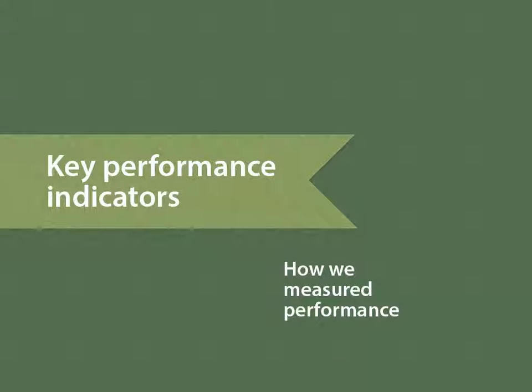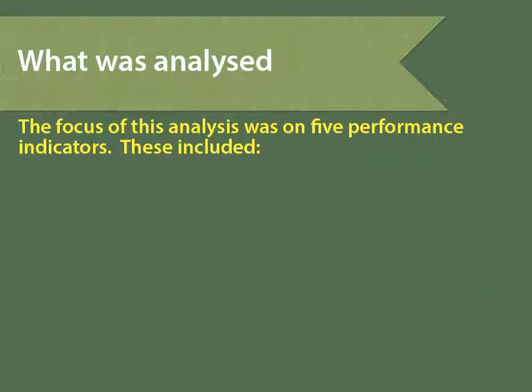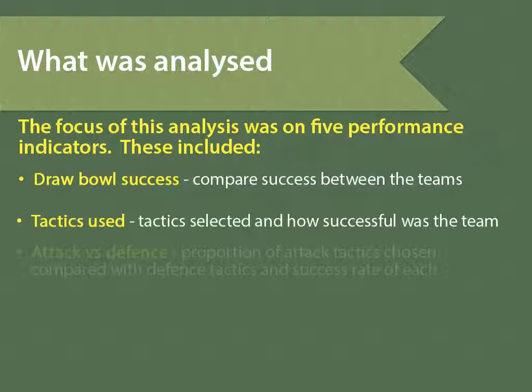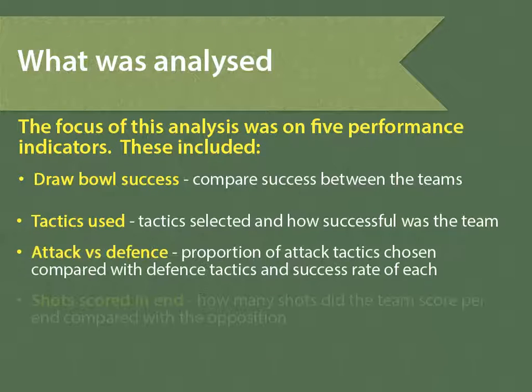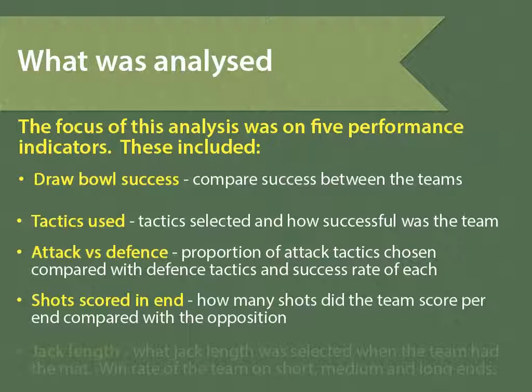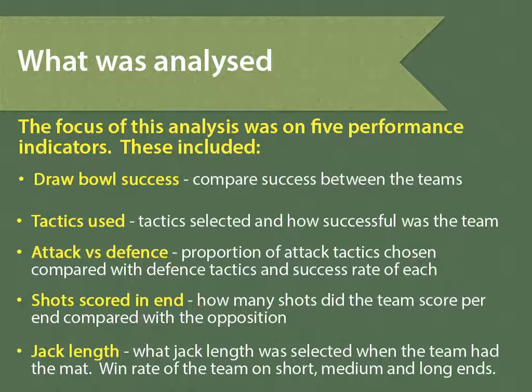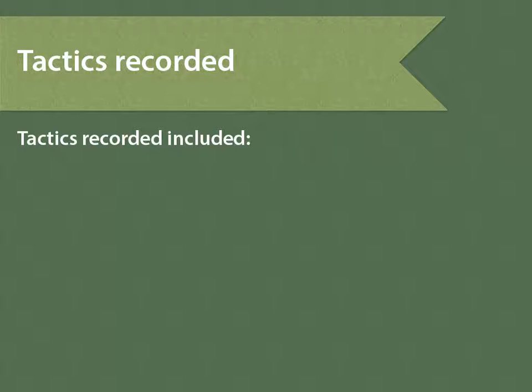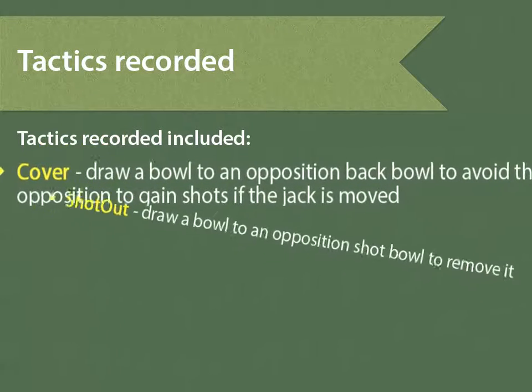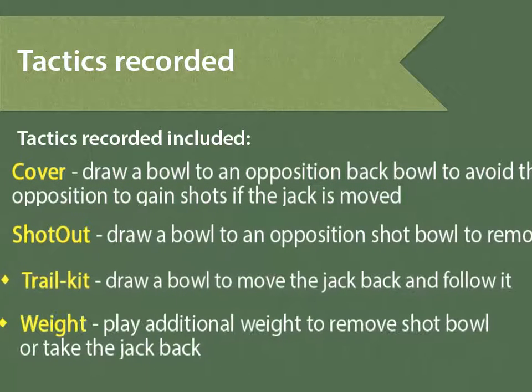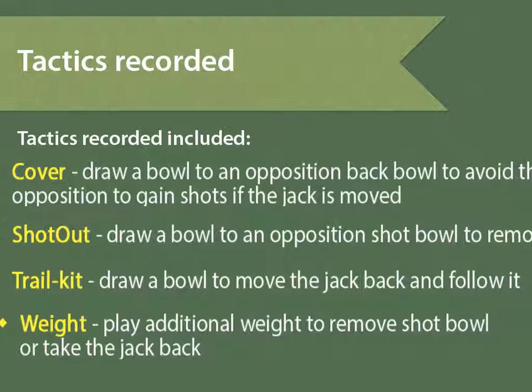Key performance indicators. How we measured performance. The focus of this analysis was on 5 performance indicators. These included draw bowl success, tactics used, attack versus defence, shots scored in an end, and jack length. Tactics recorded included cover, take shot out, trail the jack, and wait.